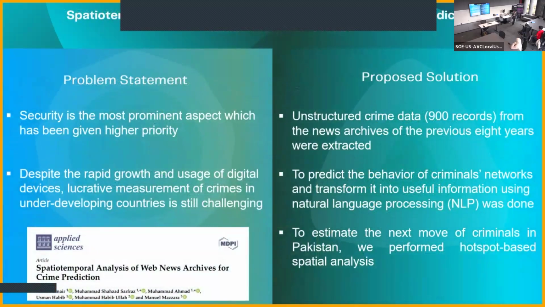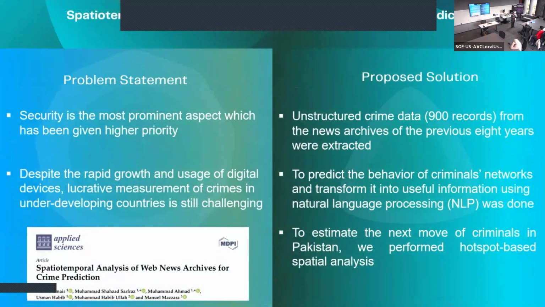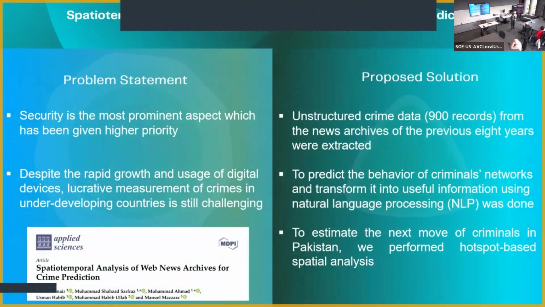And another challenge was to extract information using natural language processing from different sources. So, in developing countries, sometimes you have different types of phenomena, but they are not being recorded. So recording or maintaining information is a huge challenge.